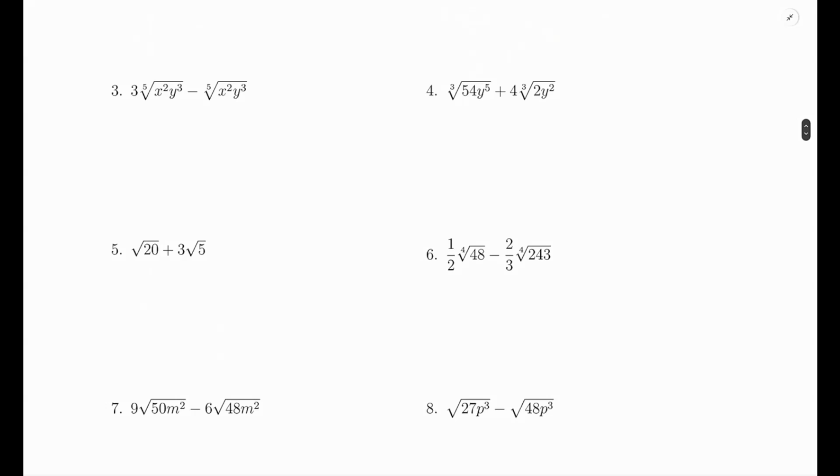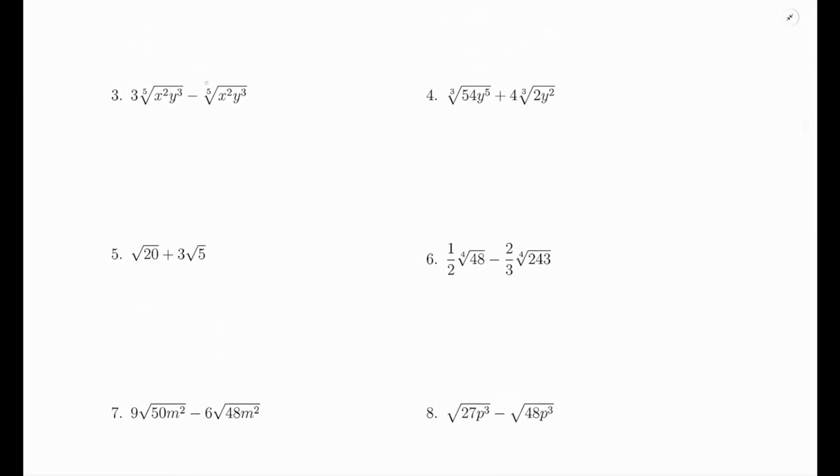Number 3: 3 fifth root of x squared y cubed minus fifth root of x squared y cubed. These are like terms. 3 minus that 1 gives us 2 fifth root of x squared y cubed.